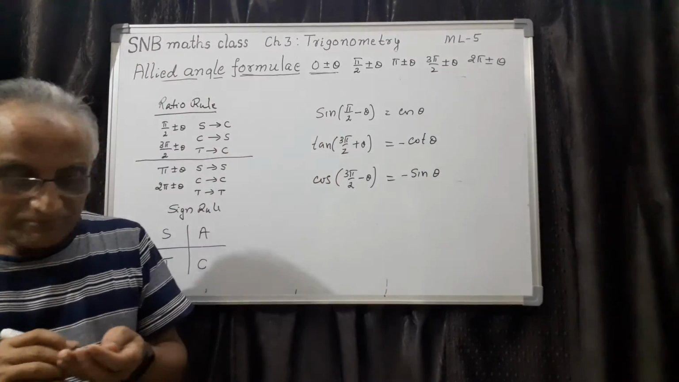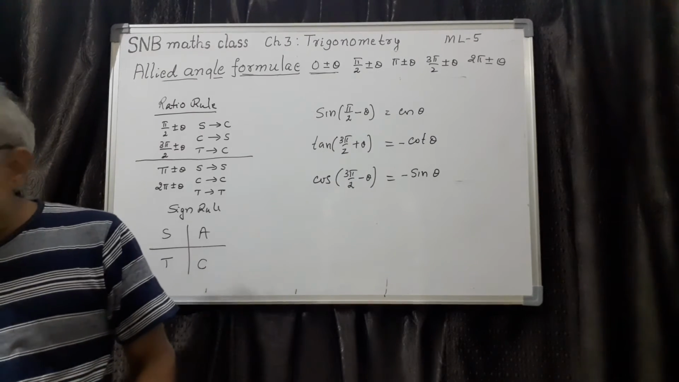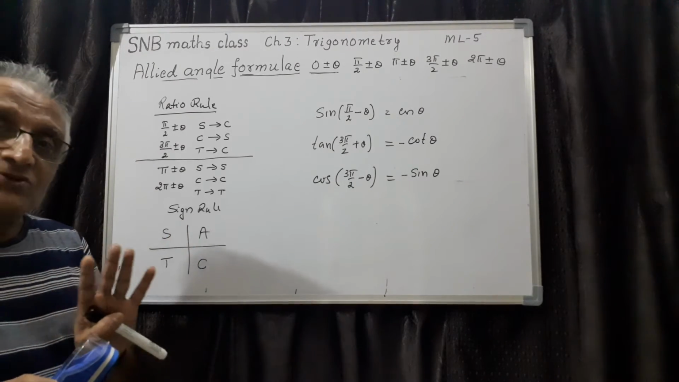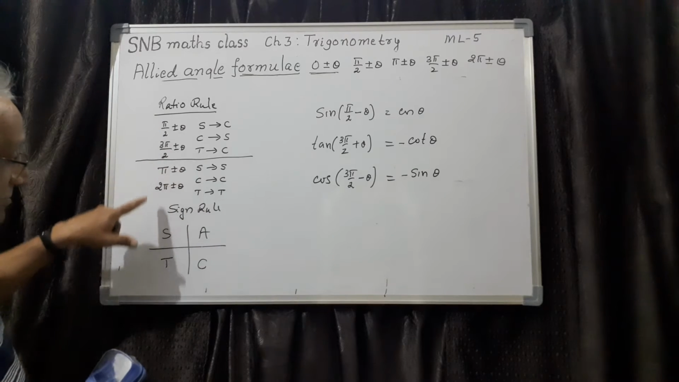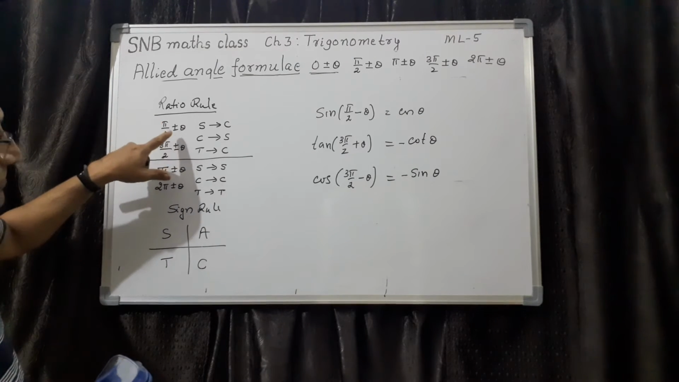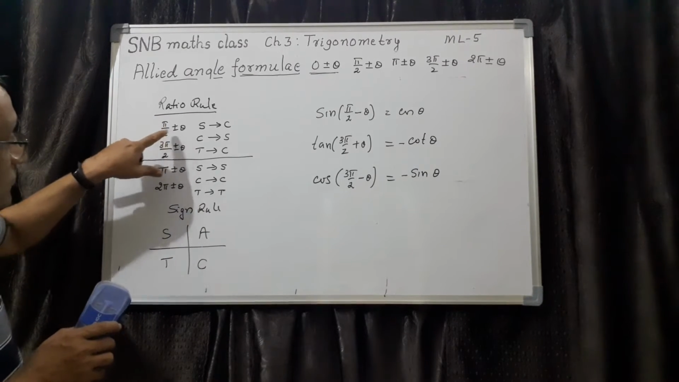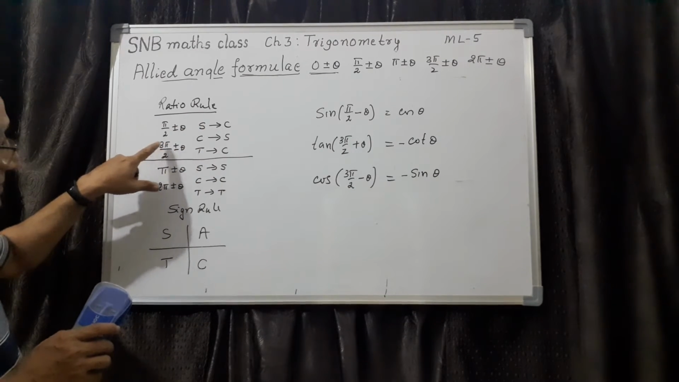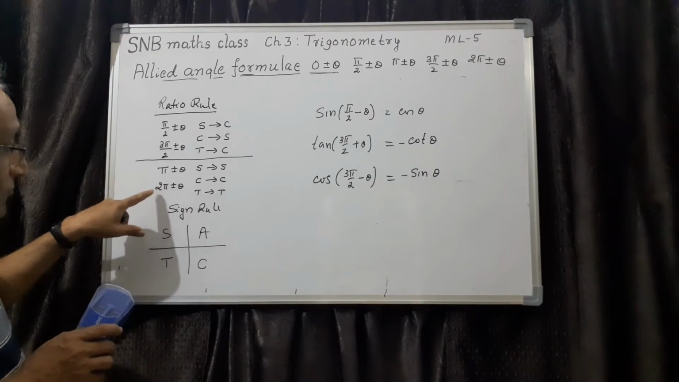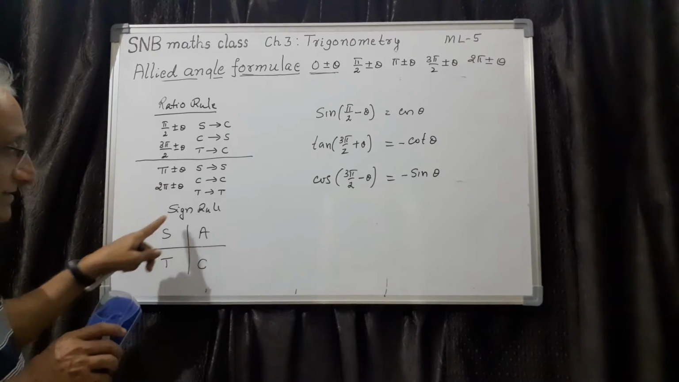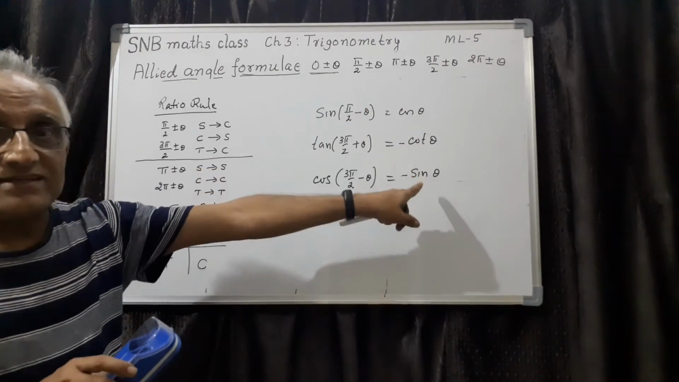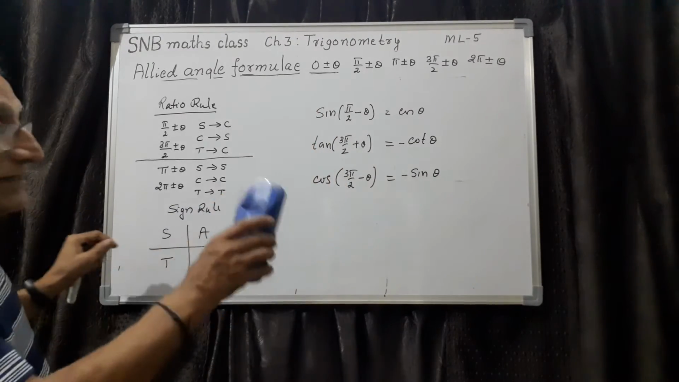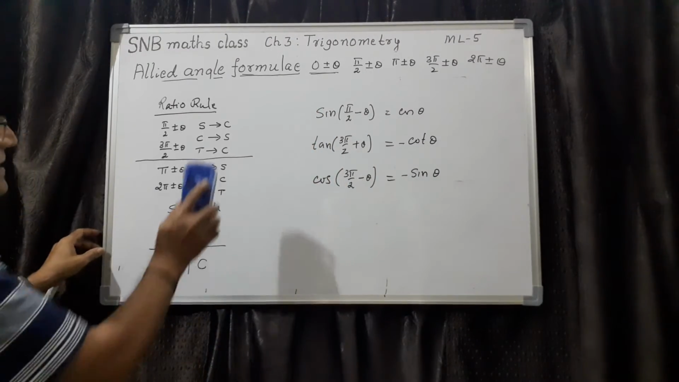So this is a very simple method of remembering the formula. So no need to commit to memory. Remember these two rules. Whenever the allied angle combination is pi/2 plus or minus theta, the ratio changes. 3pi/2 also, the ratio changes, and for pi and 2pi the ratio does not change. That is the rule. Afterwards you write plus or minus. Don't write directly. So this will definitely help you to do any problem.